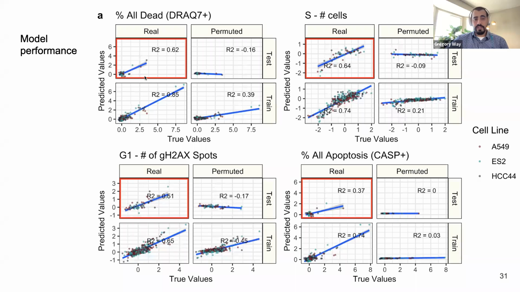These are just a couple examples of the actual scatter plots of the predictions that really demonstrate the lack of sample size that we have. So for S phase cells, in the training set we can predict it pretty well, which translates also well to the test set. We also have this compared to permuted data, in which we randomly shuffle the feature matrix and then retrain, and we can show that we lose predictive signal in the permuted case.